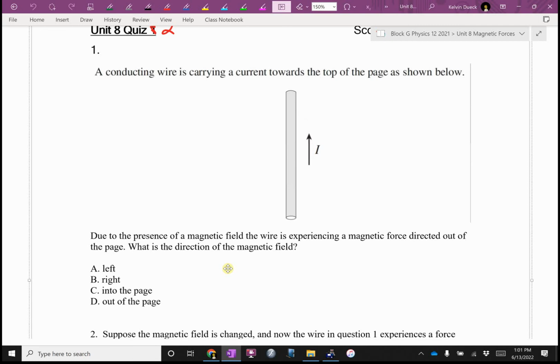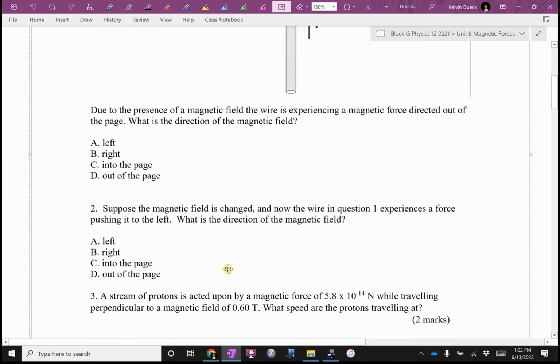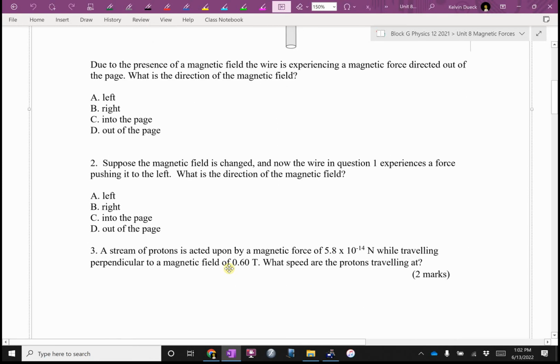And my point is, on your test, as far as I'm concerned, for this weird right-hand motor rule where you're going thumb, fingers, palm, I only need to give you 2 of the directions, and you can figure out the third one. So I can ask you to find the direction of the force or the field or the moving charge or current. Number 2 says, suppose the magnetic field is changed, and now the wire in question 1 experiences a force pushing it to the left. What's the direction of the magnetic field?